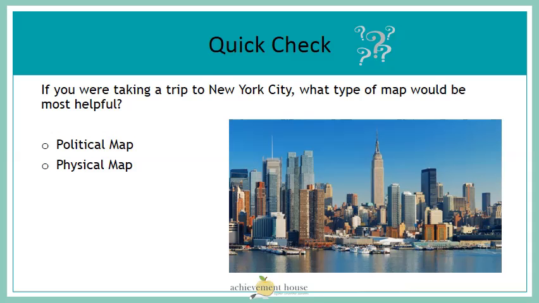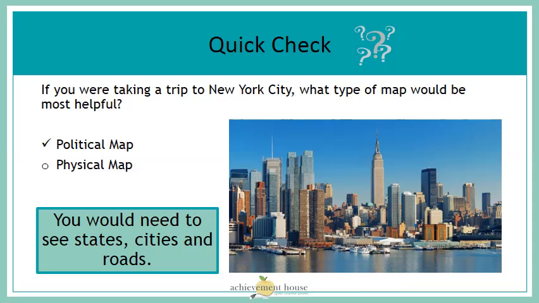Last question. If you were taking a trip to New York City, what type of map would be most helpful? Political or physical? If you said political map, you'd be correct. You would need to see states, cities, and roads.